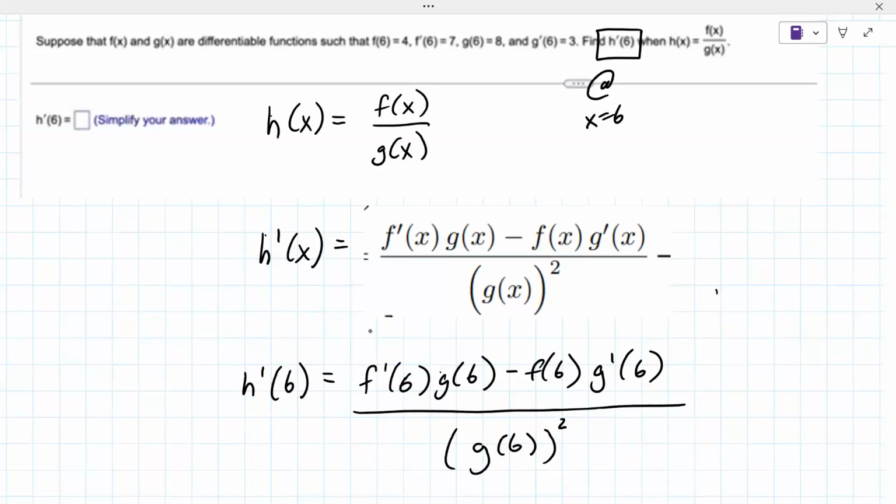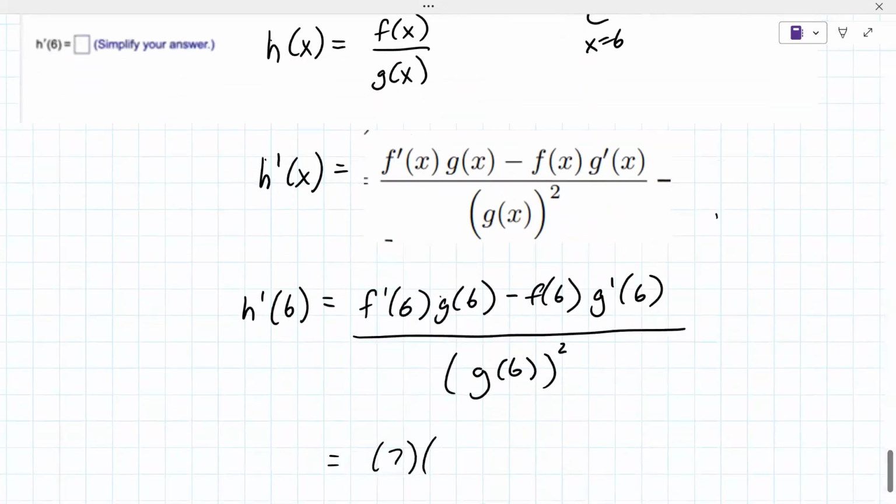Okay, now you've got to go back and find each of these values. Like, what is f prime of 6? What is g of 6? F of 6, g prime of 6, g of 6. And they're all up here. They're all given. Okay. So, f prime of 6 is 7.